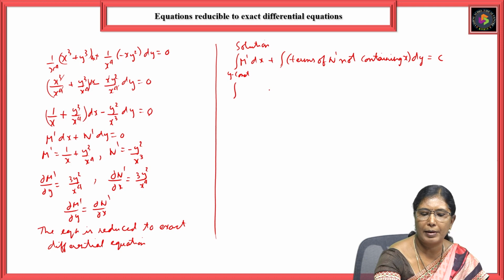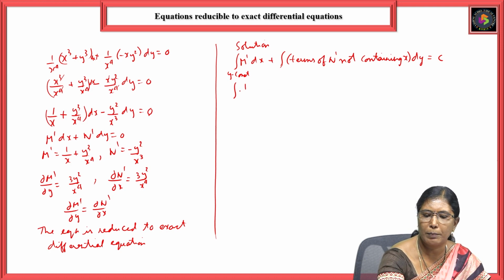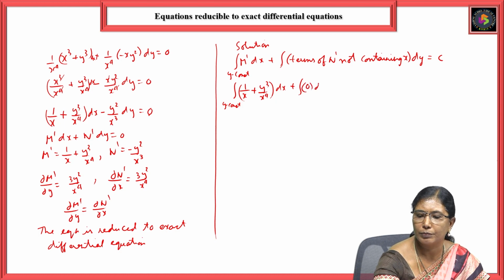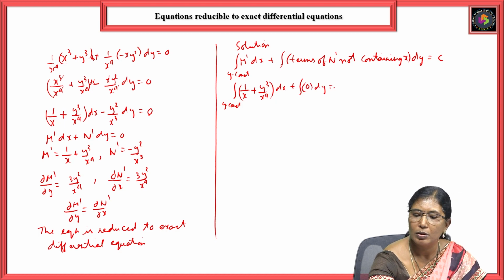So write it. What is M'? You know that it is 1 by x plus y cube by x to the power of 4, into dx keeping y as constant, plus what are the terms of N' not containing x? The N' term contains x, so no terms are there without x. So you should take it as 0, dy is equal to c.